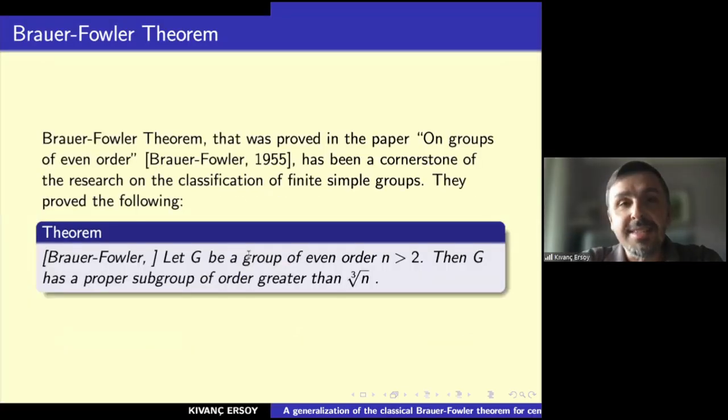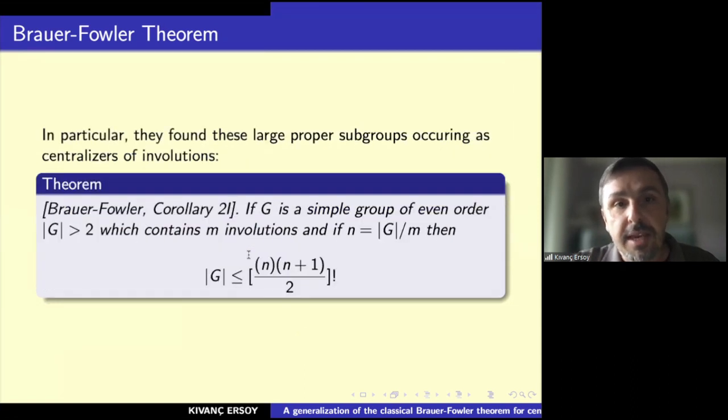Okay. Let's start with the classical Bauer-Fowler theorem. Of course, it is known, and there is no need to remind it here. Everyone knows, but they proved that in their very influential paper on groups of even order, which later became a cornerstone in the classification theory. They proved that every group of even order has a large proper subgroup whose order is greater than the cube root of the order of the group. In particular, they found these large proper subgroups occurring as centralizers of involutions.